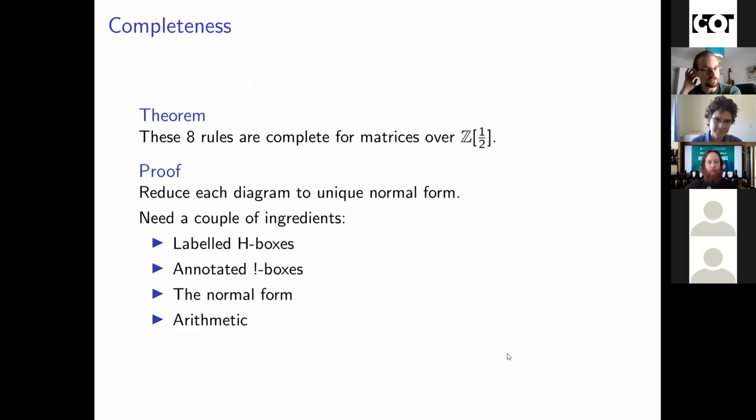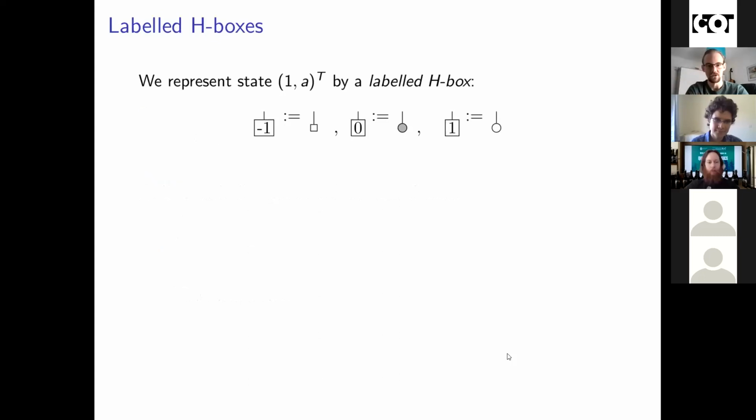To do this, we need a couple of ingredients, which I will introduce now. So these are labeled H boxes, annotated bang boxes, the normal form itself, and arithmetic on H boxes. Okay, so let's get to each of these in turn. So the first is labeled H boxes. An H box has ones everywhere except a -1 in the corner. And we want to generalize this to having a 1 everywhere and then some other element in the corner. So we have the standard -1 here, and then we have the 0, which is just this X spider. We have the 1, which is just this Z spider.